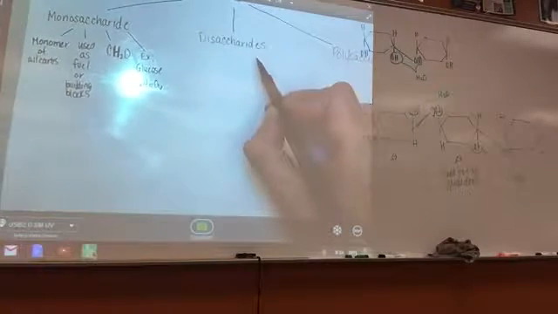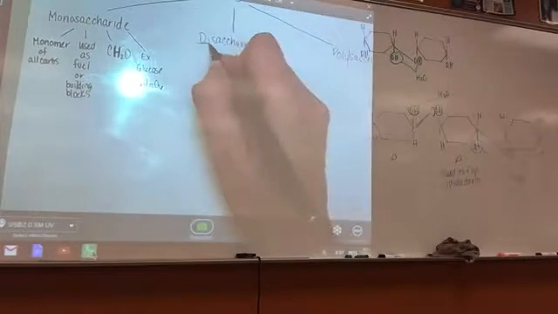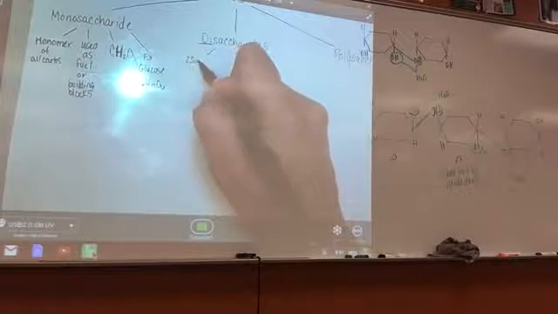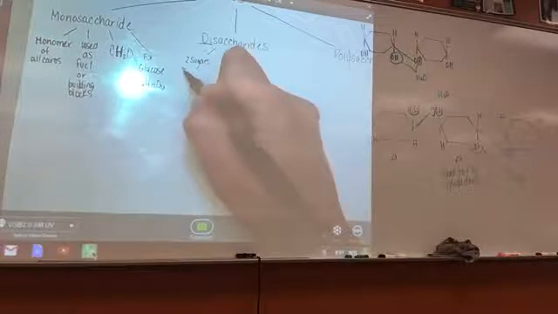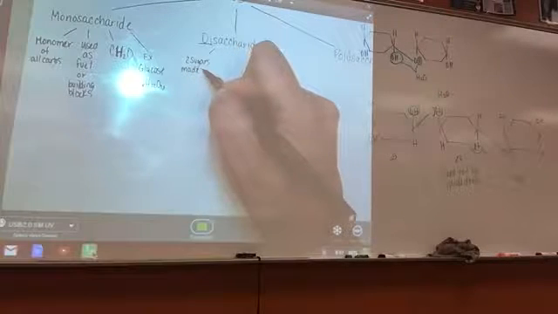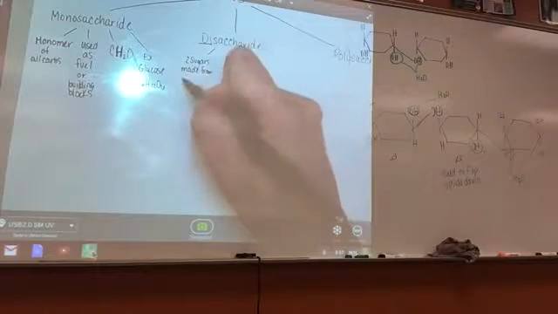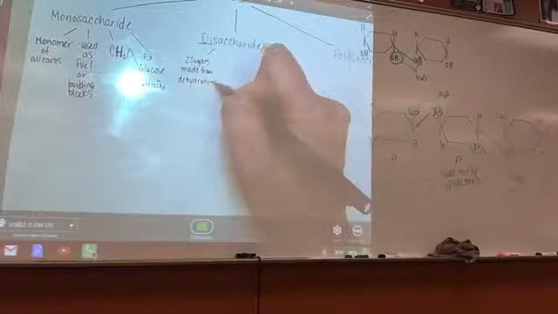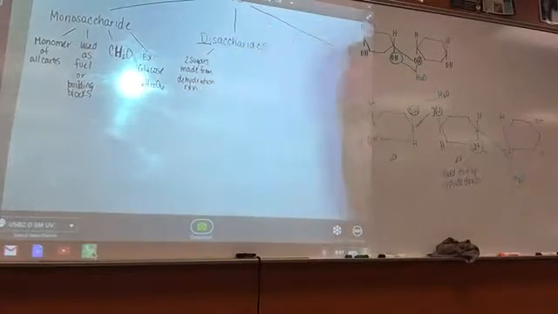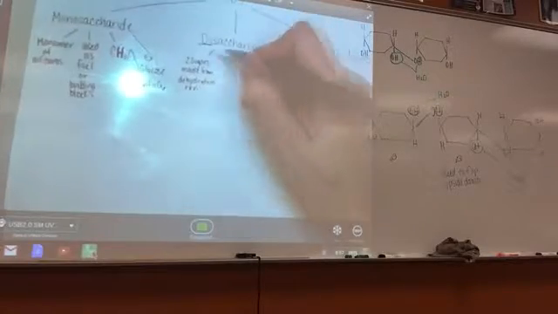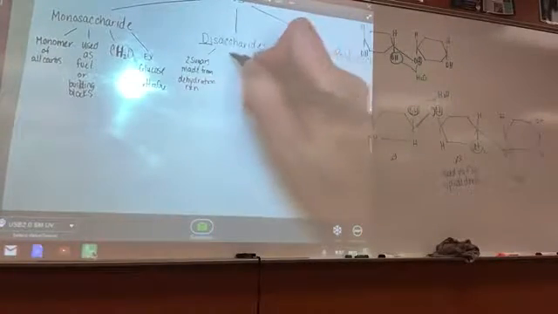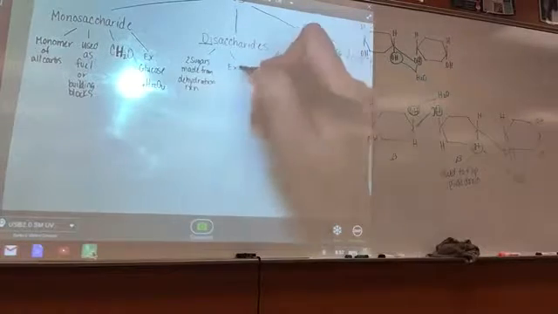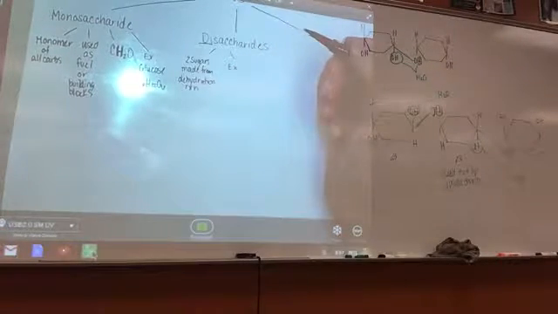All right, so then your disaccharides. Disaccharides, di meaning two sugars, right? Two sugars made from what process? How do you hook them together? Dehydration. A dehydration reaction. So what does that mean? They lose a water molecule. So disaccharides, an example. Anybody think of an example?